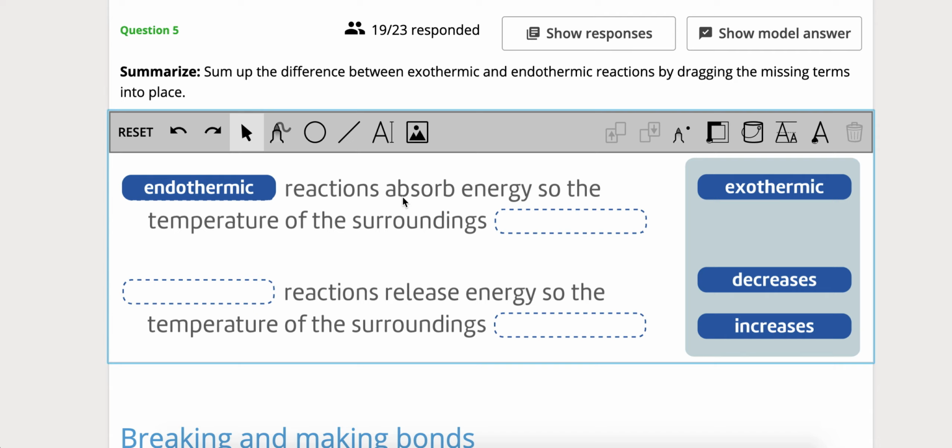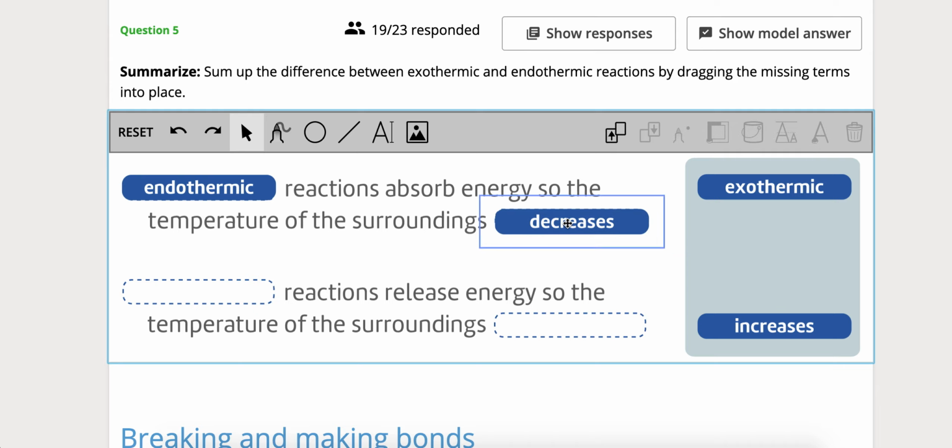So an endothermic reaction absorbs energy, so the temperature of the surroundings decreases because that energy is being pulled from the environment or the surroundings to wherever it is taking place, so to the reaction itself.